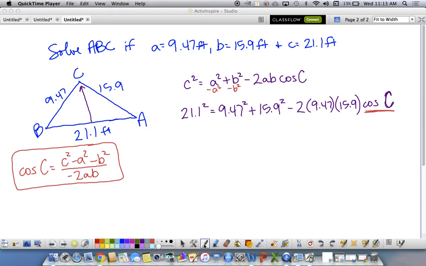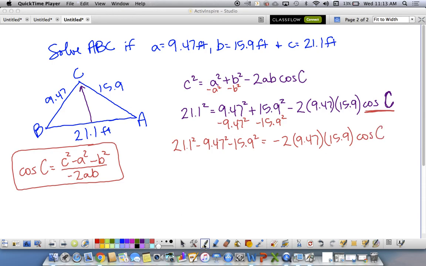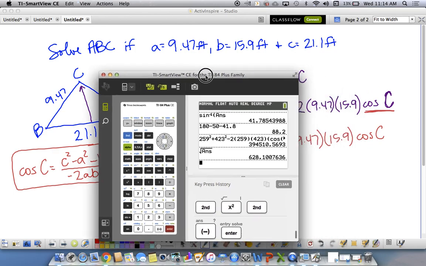So I know that I have to subtract out 9.47 squared, and I need to subtract 15.9 squared. So in my calculator, I'm going to put 21.1 squared minus 9.47 squared minus 15.9 squared. And I'm going to go ahead and have a number over here, negative 2 times 9.47 times 15.9 cosine C. Okay, it's a lot of numbers. I'm going to pull my calculator up.